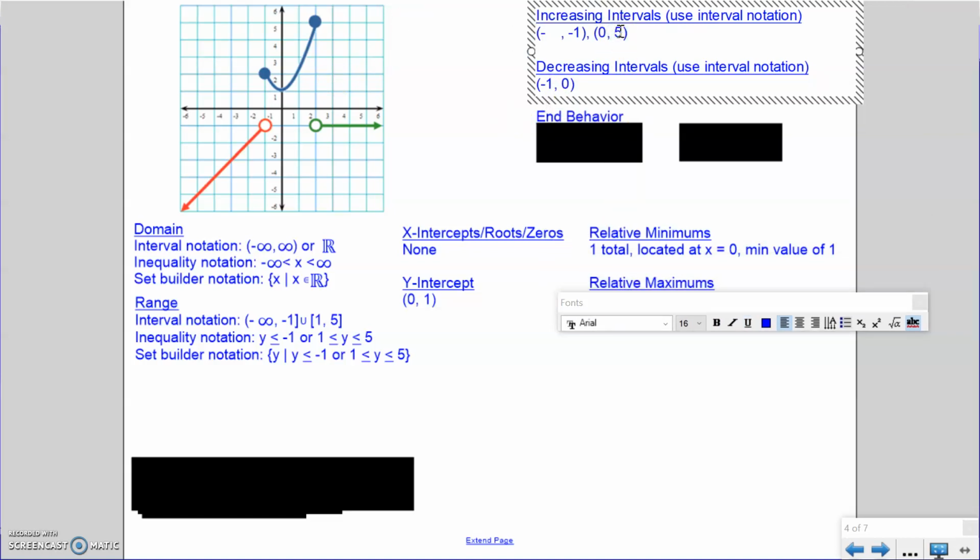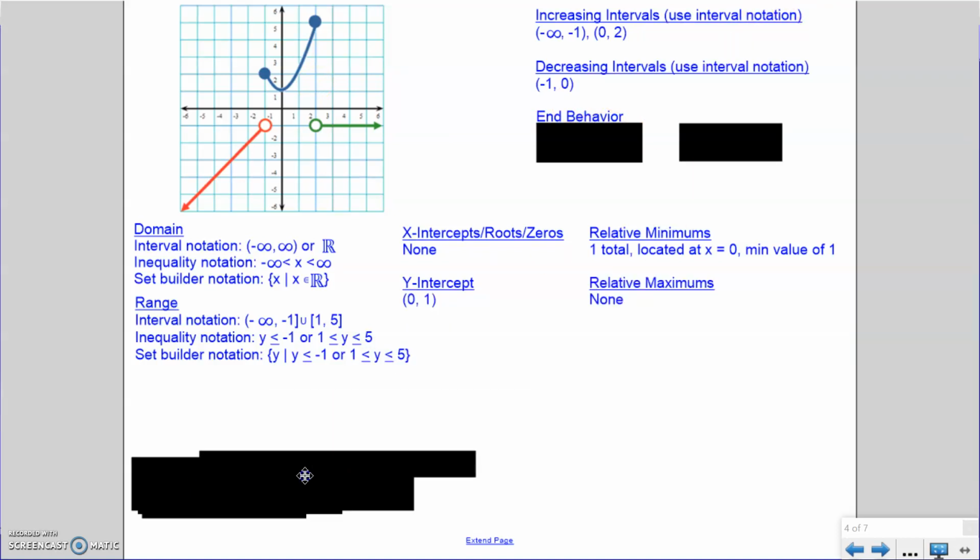0 to 2. And then from 2 onward, it doesn't do anything. Alright. So there's it for that. End behavior. So here's how we do end behavior.